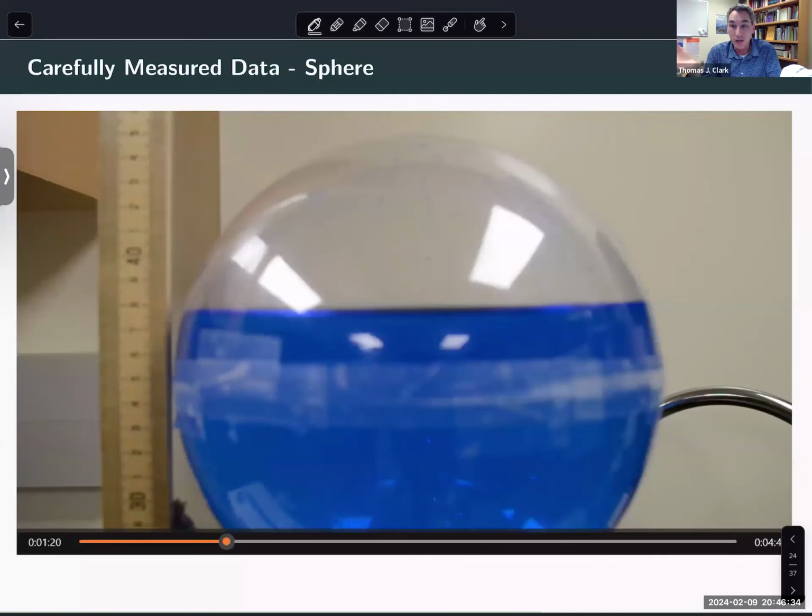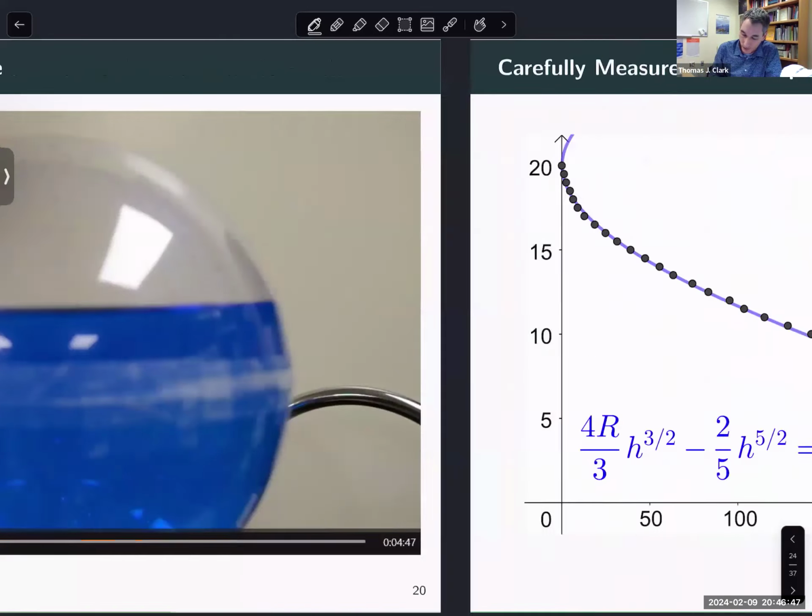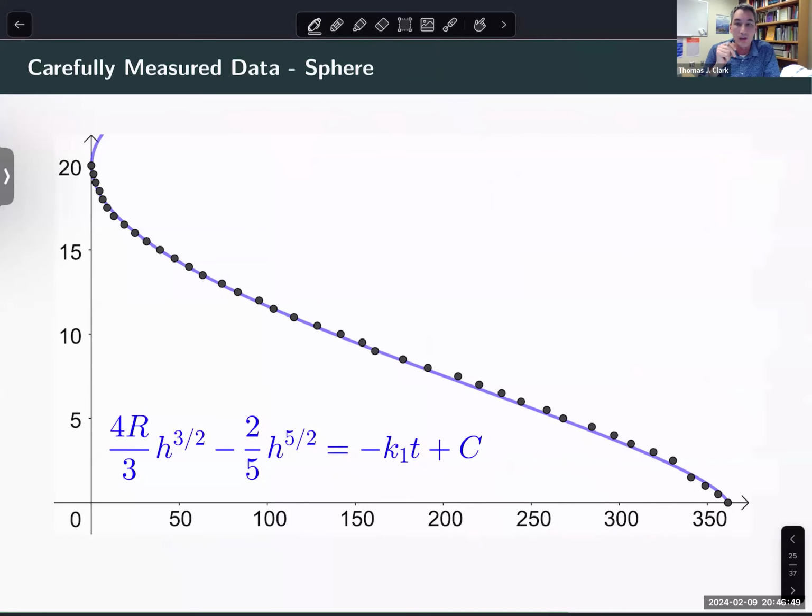We got the sphere, we filled it, we filmed it, we drained it, we got the data. So the data is posted in a nice data set. There's a video; it's a little harder to get one of these spheres, so this would be the hardest one to find, but the video is there for you. And there's the data set, and there's the solution.